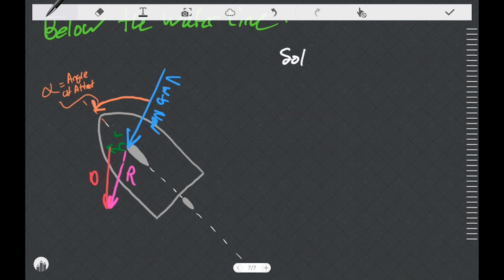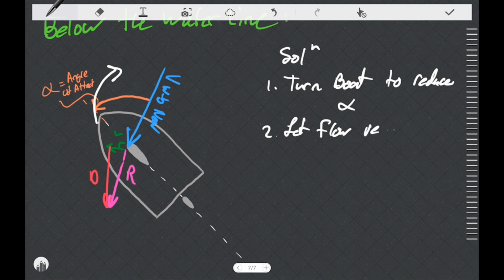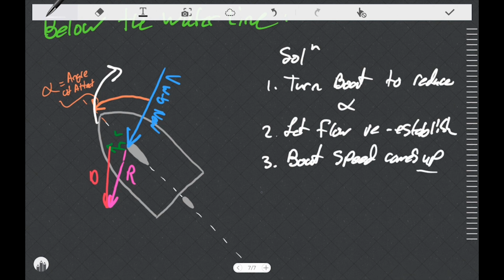So, one solution to this problem is to do these things in order. First, we would turn the boat to reduce the angle of attack alpha. So that means that we would have to turn towards the current. Second, we would let the flow reestablish over the foils. So that means we're going to wait a little while pointing in that direction. Third, the boat speed is going to come up because our foils are going to start working again.